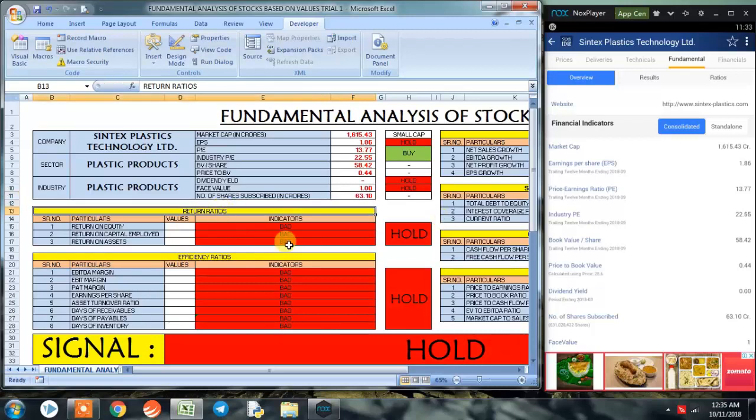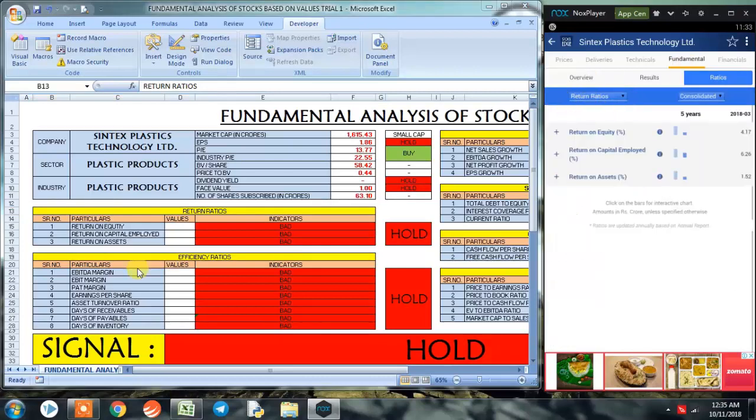Now let's come to return ratio. For that we'll have to click on the ratios tab and we could see the return ratio. The first is return on equity, which is 4.17, return on capital employed is 6.26, return on asset is 1.52. So overall return ratio has not given us a signal to buy this stock at this point of time.